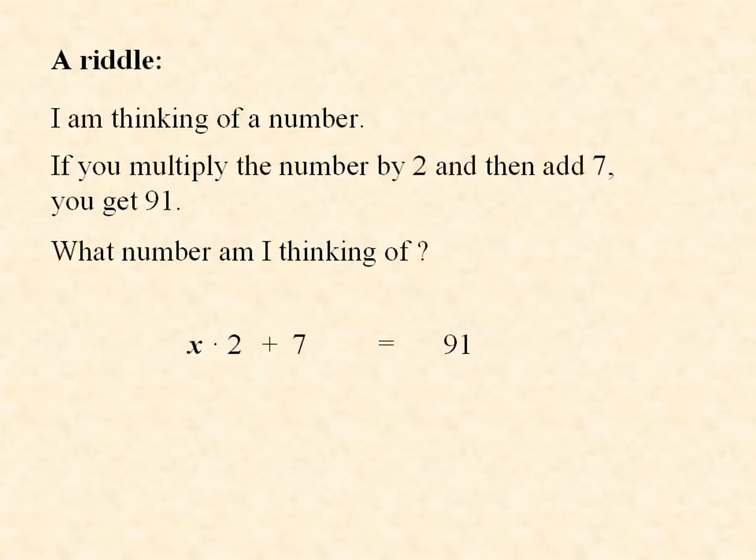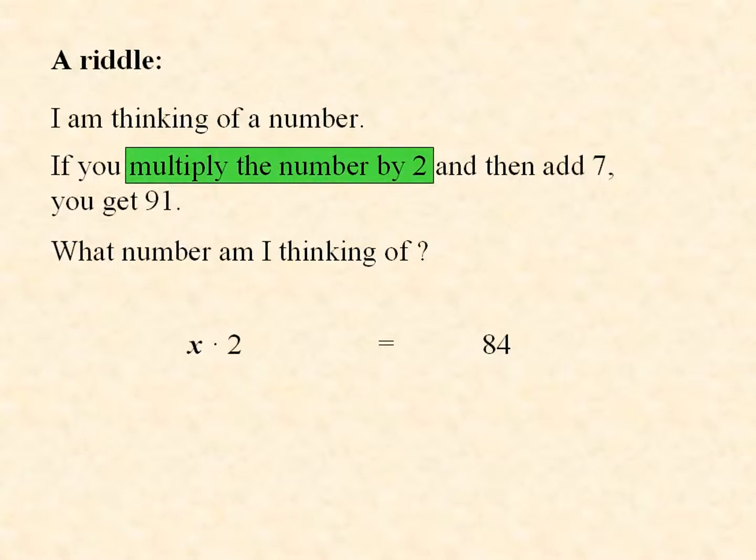Let's see what happened. The last thing we did was to add the 7. So we will undo the adding 7 by subtracting 7 on the left side and on the right side. That leaves us x times 2 equals 84. The first thing we did was to multiply the number by 2, so we will undo that part by dividing both sides by 2. So the answer to the riddle is 42.